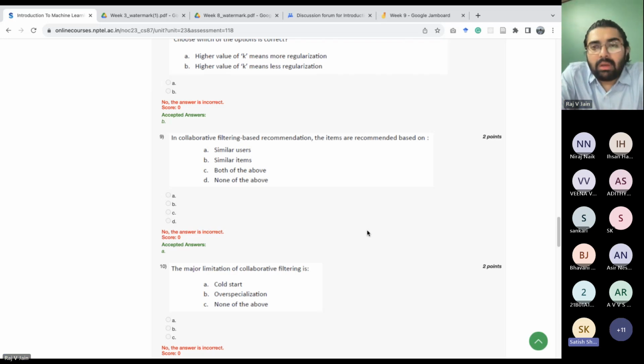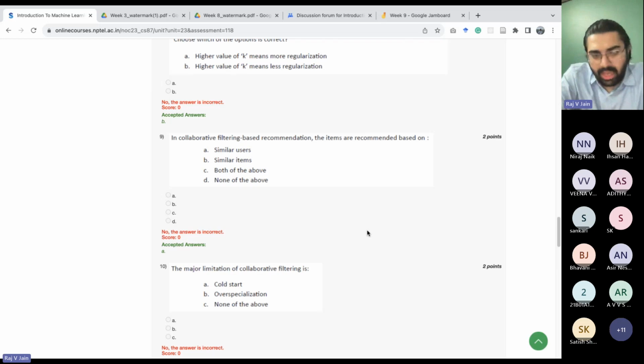If they have given similar items of the same user, then it is clearly content-based. Then we don't have any confusion there. Since it's given only the words similar items, is it similar items of the same user or similar items across users? We are not very clear. Similar items across users, then it's called collaborative filtering. Similar items of the same user, it is content-based filtering. That is a better understanding for me.